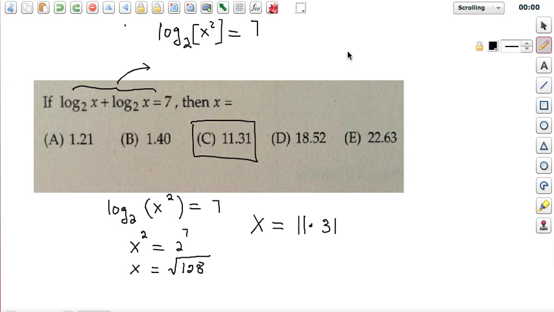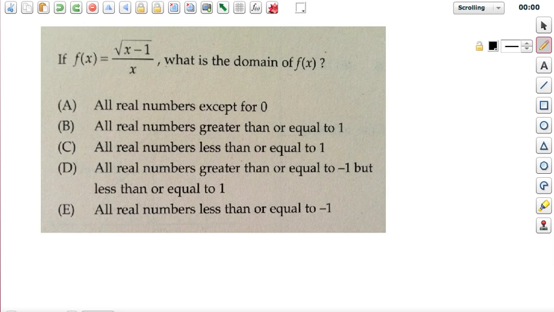Then convert the logarithm to the exponential form by taking this 2 across the equal sign. 2 becomes the base, 7 becomes the exponent. So you now have x squared is equal to 2 to the power 7. And you can calculate the x value on your calculator. Moving on to the last question. This is question number 10. So pause your video and try this.